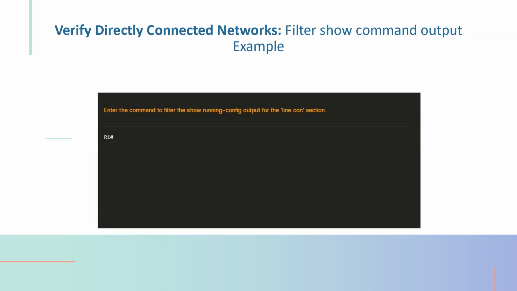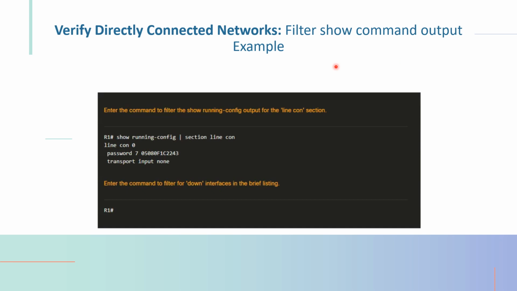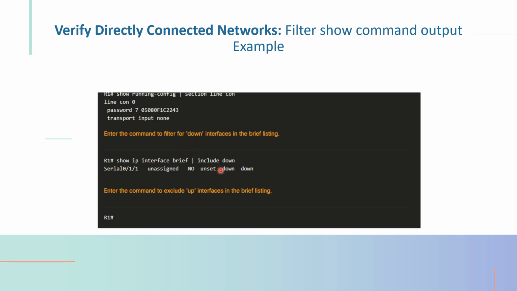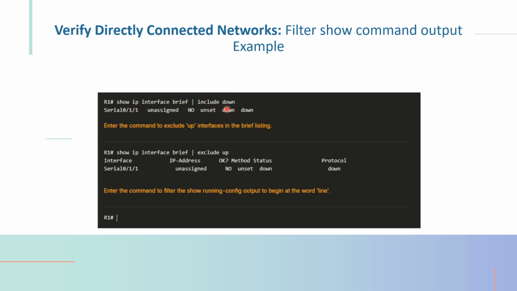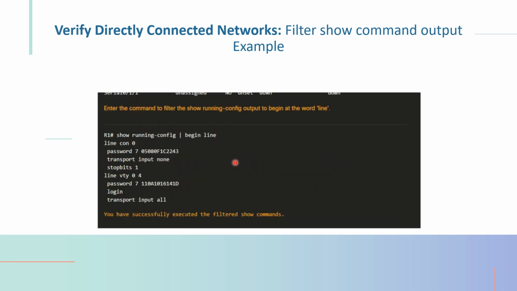And here will be a syntax checker where we will filter output for the show commands. And as you can see, by show running config section line console, we will be able to see the configuration for the line console only. Here we will be able to see only the interface that is down and the interface that is not up.